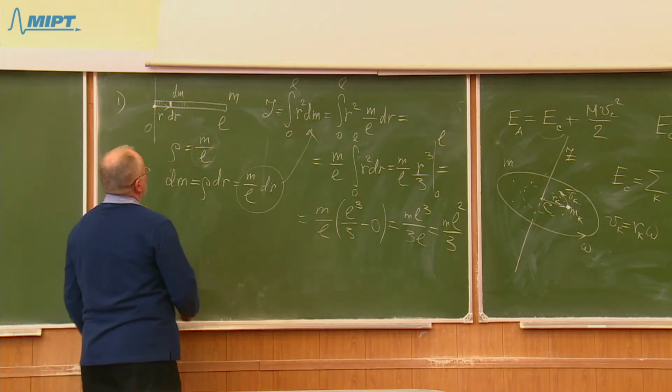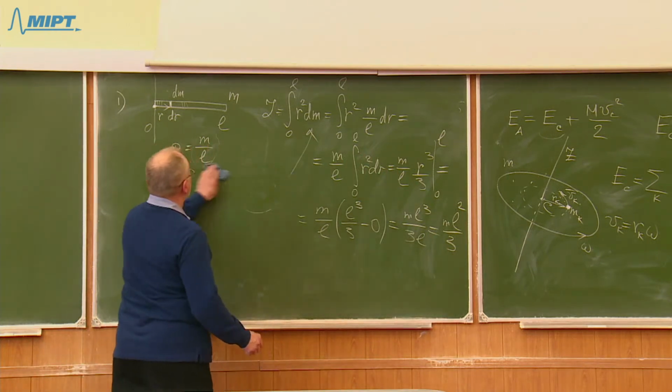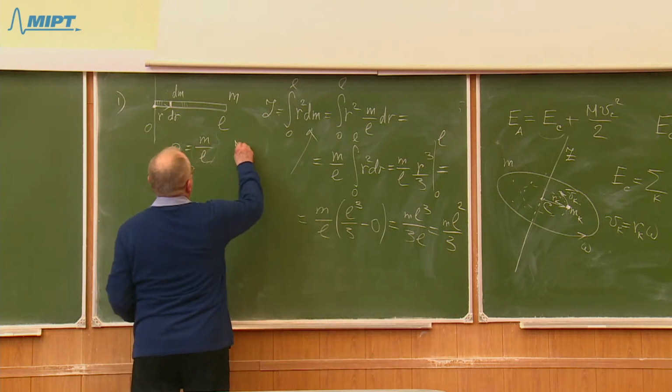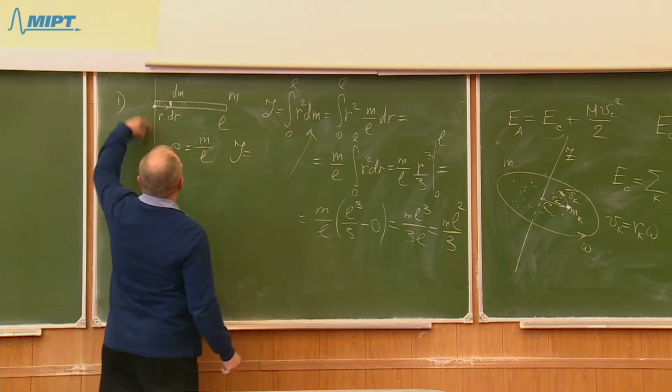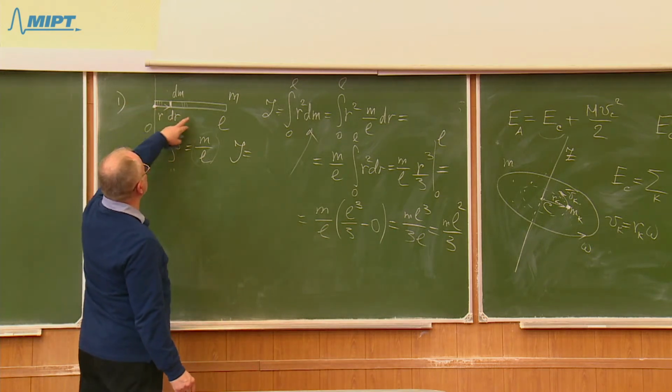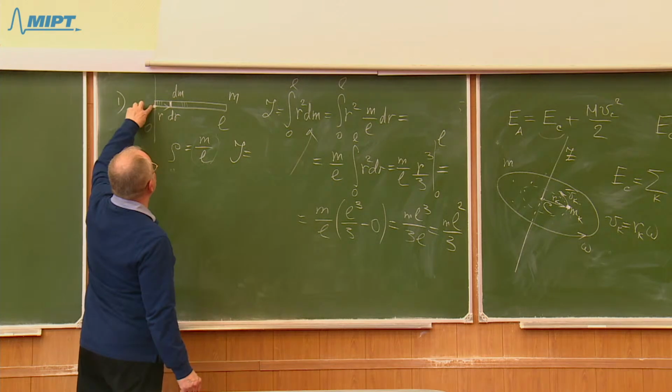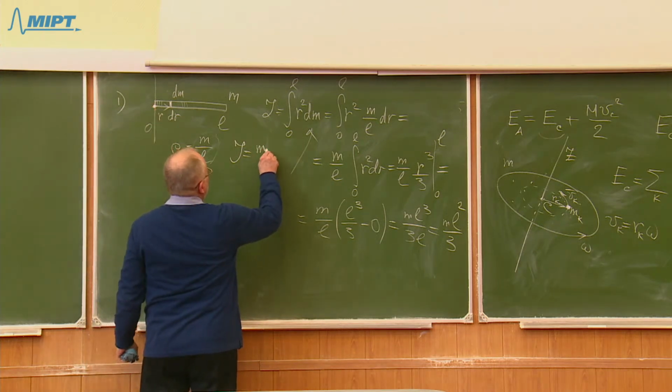So the moment of inertia of all this rod with respect to the axis which goes perpendicularly to the rod through one of its ends will be mL squared over 3.